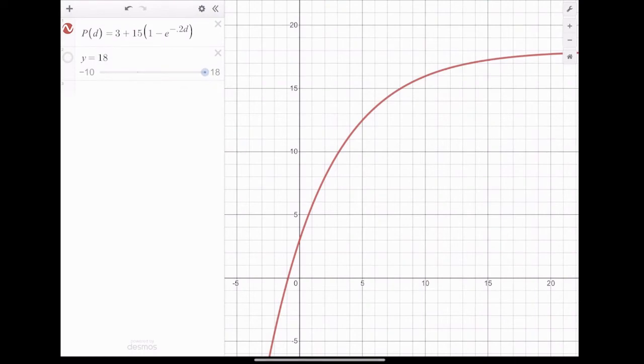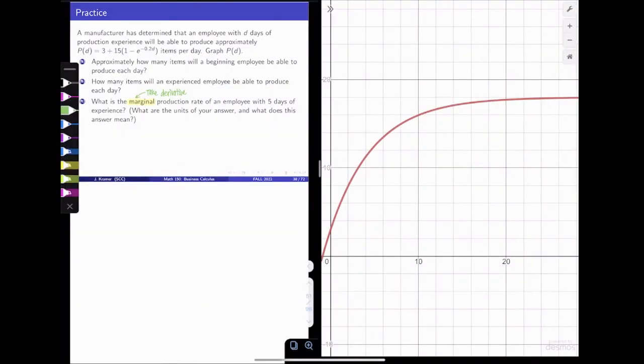So in Desmos, I've graphed P of D on the left-hand side. You can see my function. Let's take a look at the graph along with the question. So approximately how many items will a beginning employee be able to produce each day? Remember that D represents an employee that has D days of production experience.